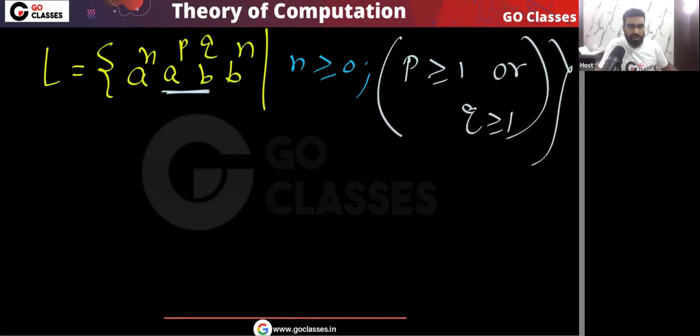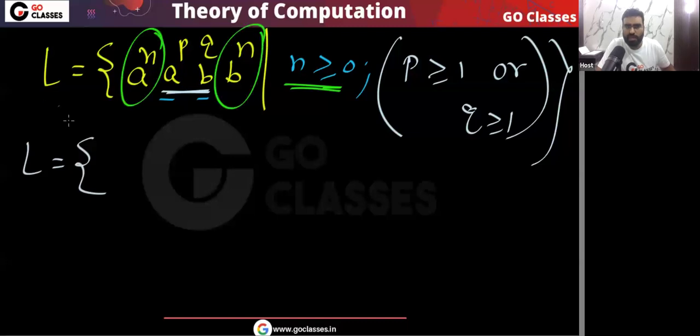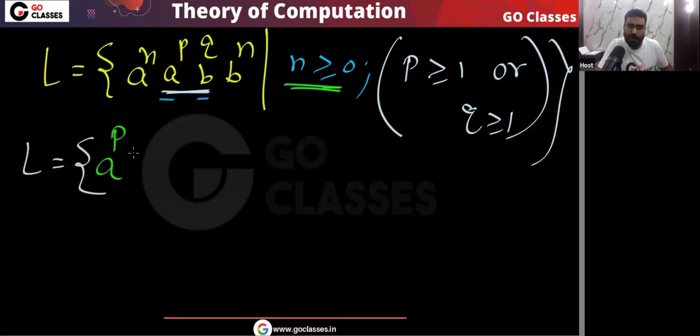Okay, so if you notice here, because of this a power p and this b power q, you can actually generate anything. Finally, remember n is greater than or equal to 0. So you can just put 0 0 here. If you put n equal to 0, then you will get a power p, b power q. Is this clear?